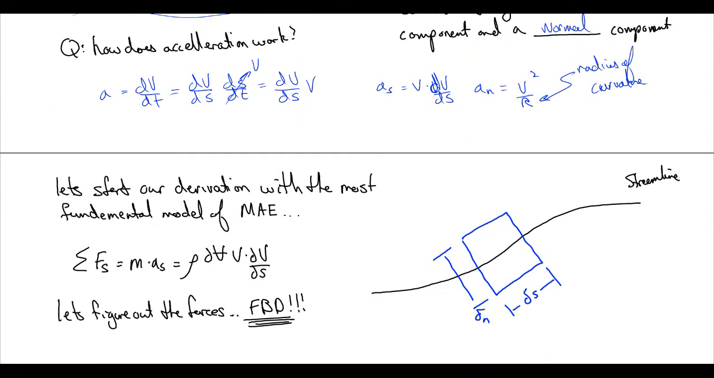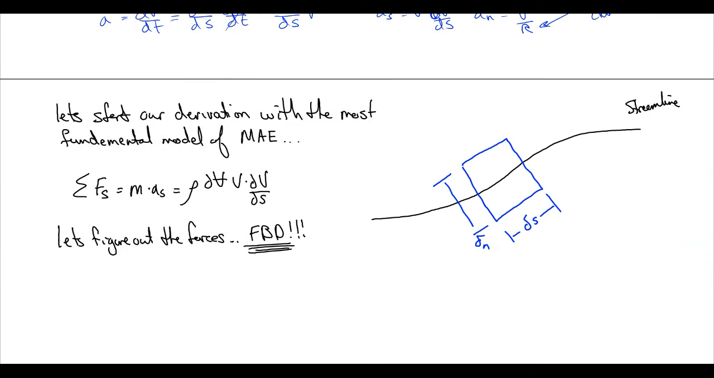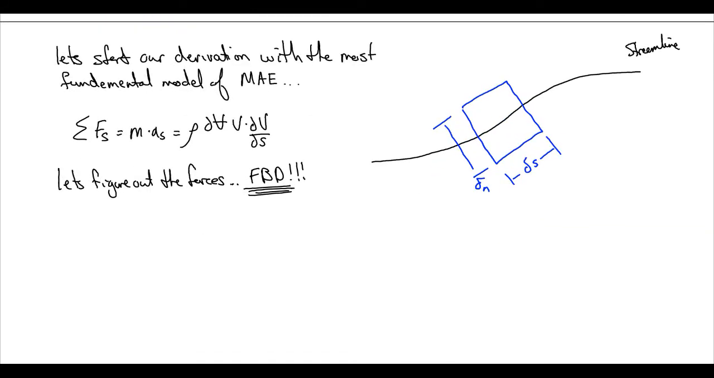Great. So now that we've kind of set the scene, let's start our derivation with the most fundamental model of mechanical and aerospace engineering. And that is sum of our forces is equal to mass times acceleration. So note we're going to do sum of our forces in the streamwise direction is equal to mass times acceleration in our streamwise direction.